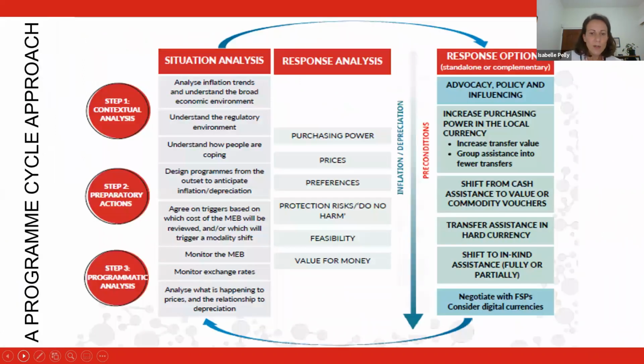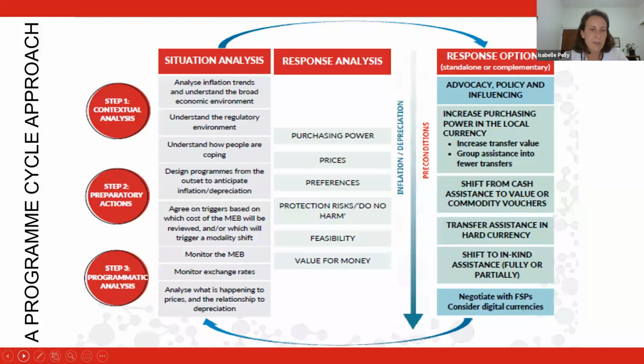Following the concepts and implications for humanitarian assistance, the Good Practice Review then guides users through a program cycle approach using the key headings of situation analysis, response analysis, and response options. So this is really the core of the document. And each case study is also structured around these headings. So the situation analysis section, which you can see on the far left, summarizes what you need to know about the context in relation to inflation and depreciation.